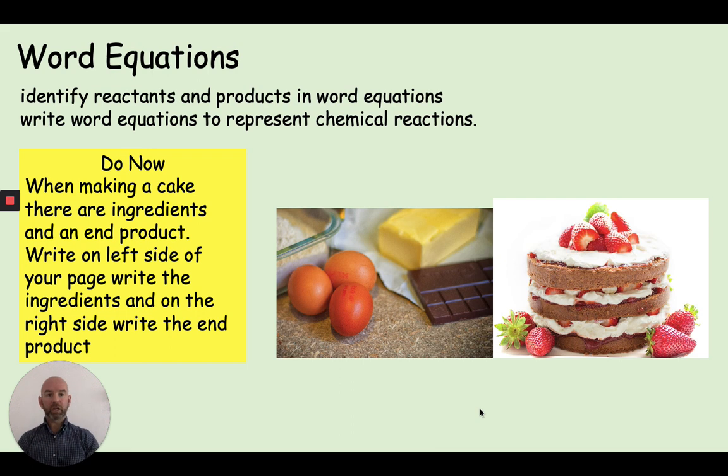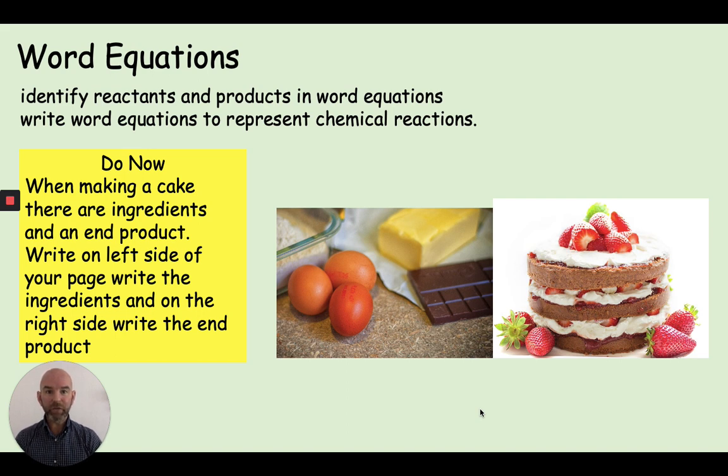So your do now task is, when making a cake, there are ingredients and an end product, which is a cake. So on the left-hand side of your page, I want you to write all the ingredients you need to make a cake. So I'll start you off with one. So flour and then you carry on putting the ingredients. And on the right-hand side, you put the product, which is a cake. So I want you to do that now. Write all of them down, and I'll see you back in a couple of minutes. So pause it, and I'll see you back here in a couple of minutes.